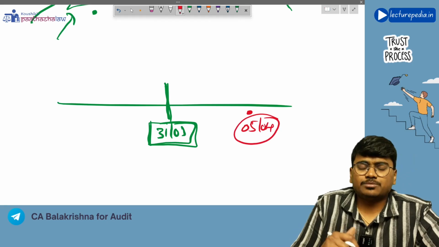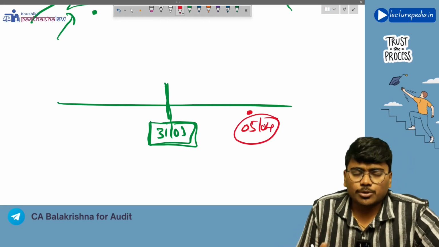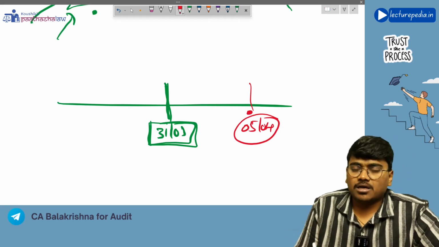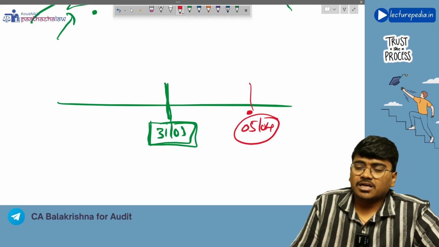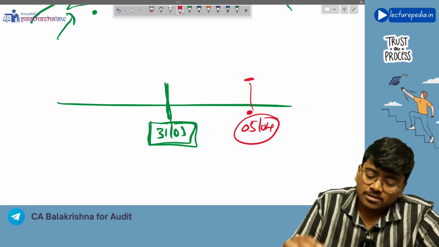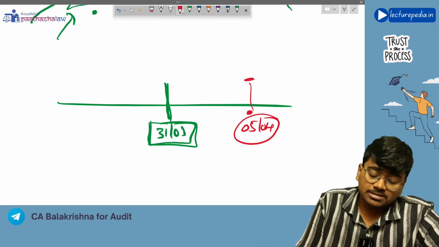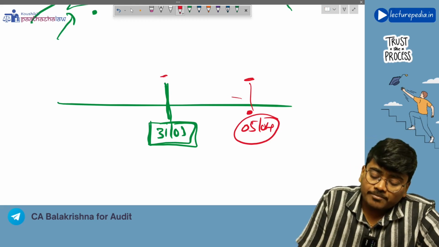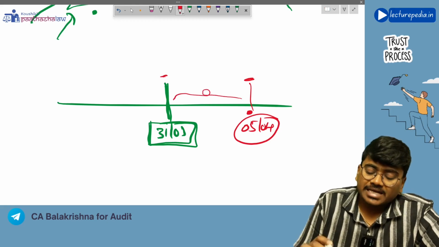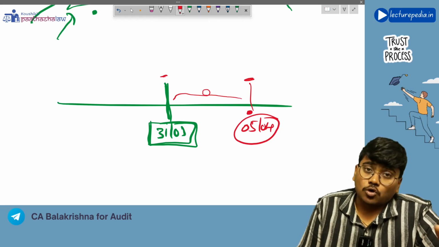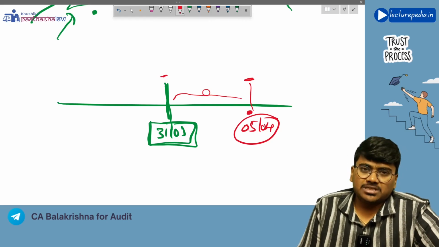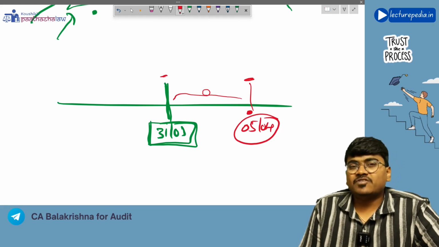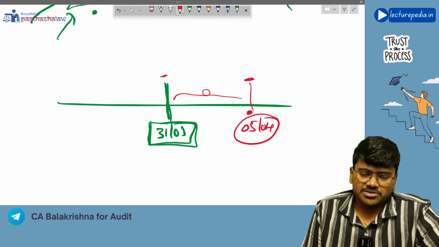On 31st March management has done it, but the auditor was not able to attend. So on 5th April the auditor will do the physical inventory verification and obtain audit evidence as on 5th April, but he wants audit evidence as on 31st March. So he will again perform procedures on intervening transactions. Got it? This is an audit procedure that you will perform if you are not able to attend the physical inventory verification that the management has done. This is the second situation.